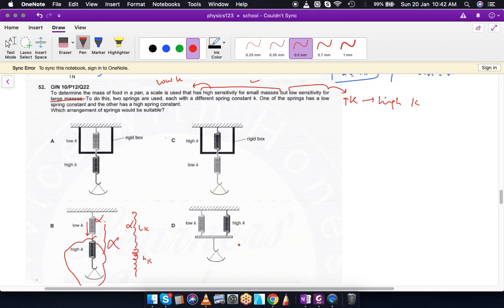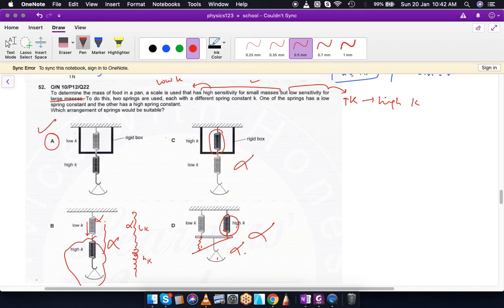So no. Here parallel, no, because it's going to give you the wrong reading, because even if you put a small load, it's going to extend more, so it would not be appropriate at all. How would you take the readings? Some of the forces are going to be divided, so we can't take parallel at all. Now here in part A and C, there is a rigid box, alright. So already a high k is not going to extend, so we don't really need a rigid box to support it, which means this can't be the answer.